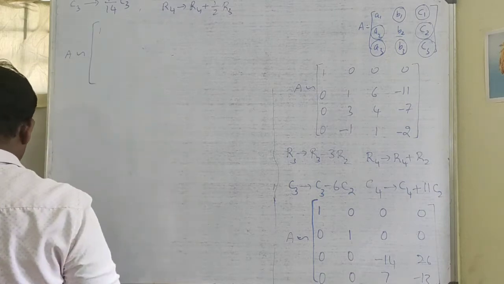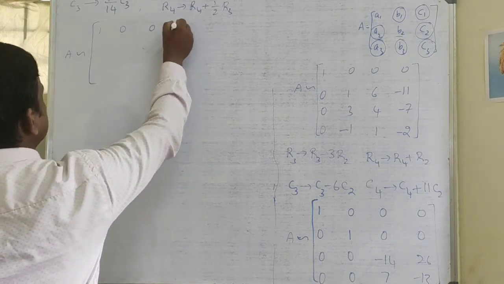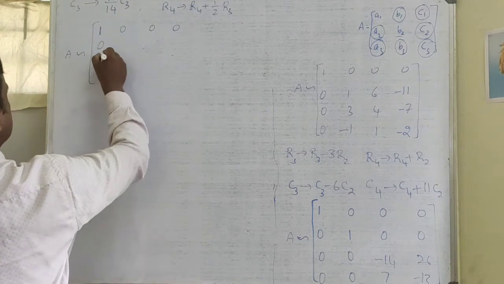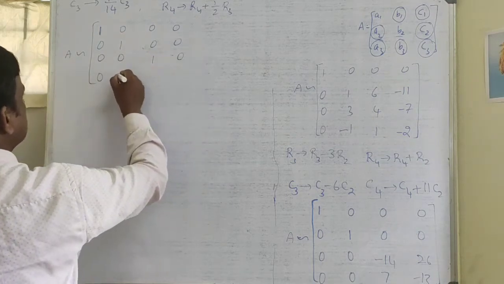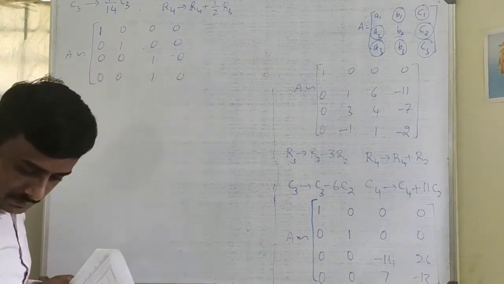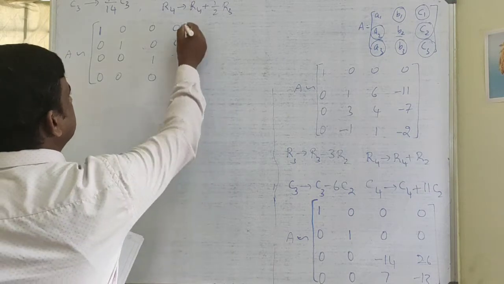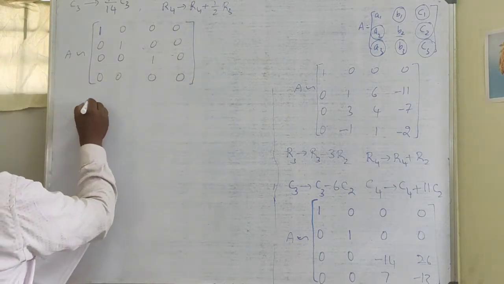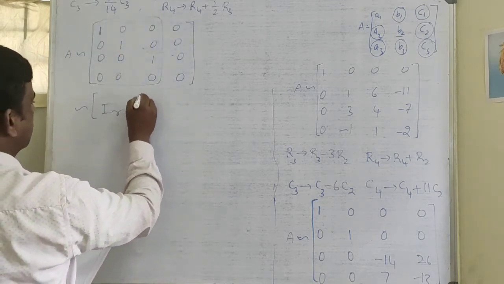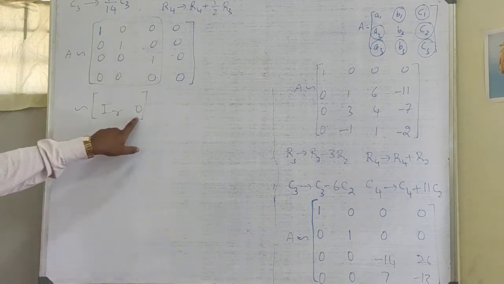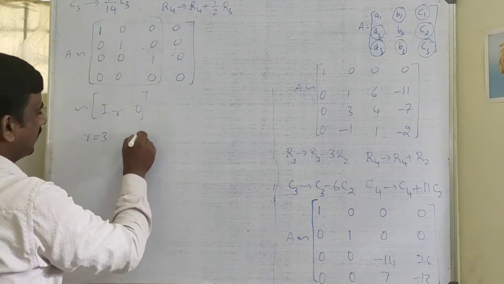1 0 0 0, 0 1 0 0, 0 0 1 0, 0 0 0 0. Yes, this is of the form I_R comma 0, where 0 represents the zero columns. So comparing with this, here R equal to 3. So rank of A is 3.